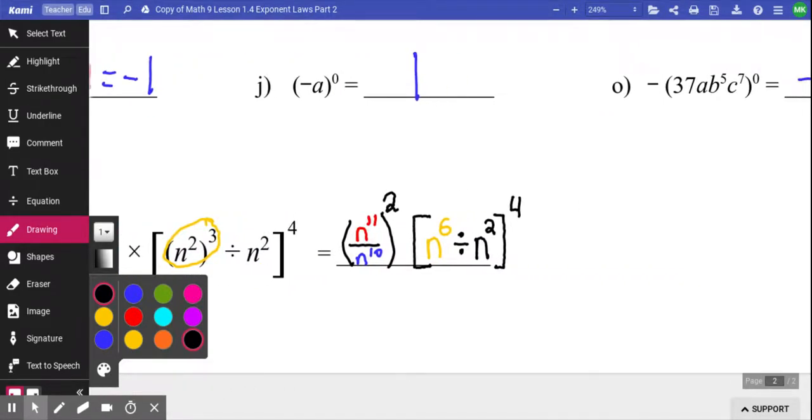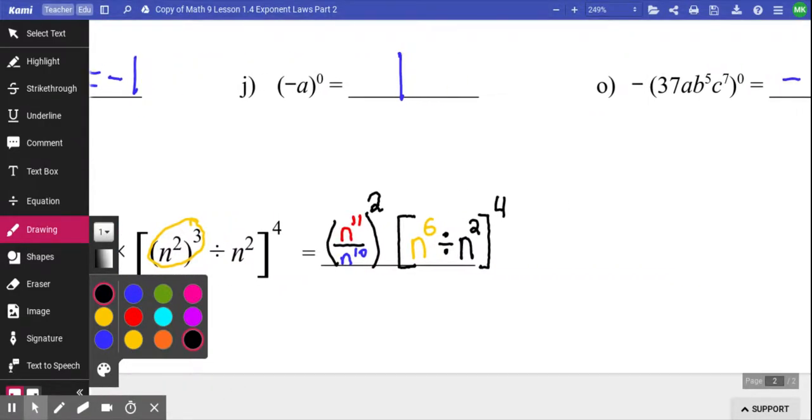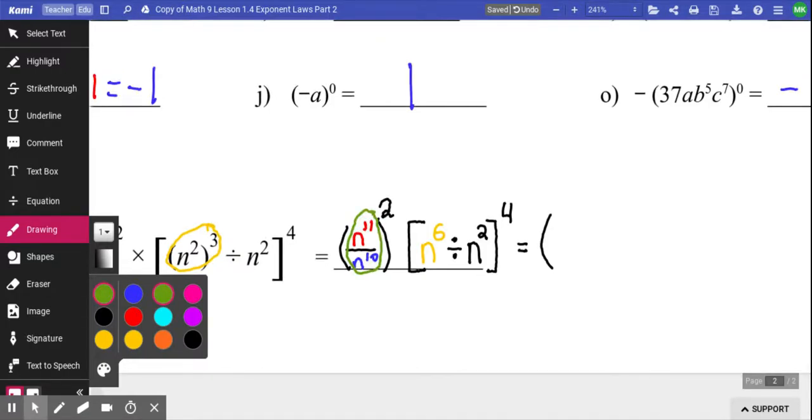Again, I'm going to color code it. Looking at the first set of brackets, if I have n to the power of 11 divided by n to the power of 10, what should I do to the exponents? Yeah, division means subtract them. So 11 minus 10 would become n to the power of 1. If you write the 1, that's fantastic. If you don't write the 1, that's also fantastic.